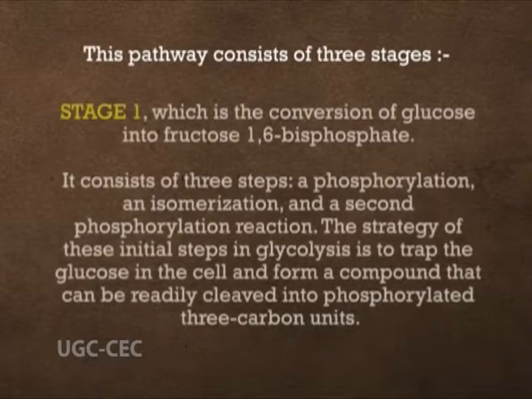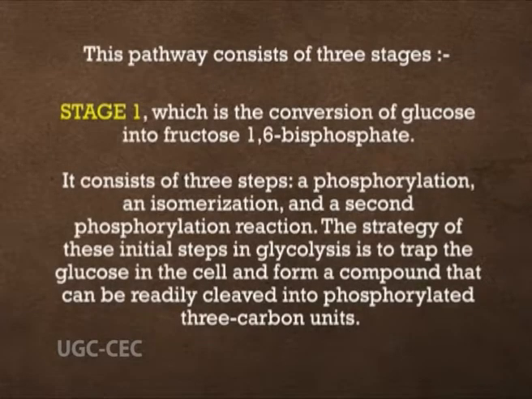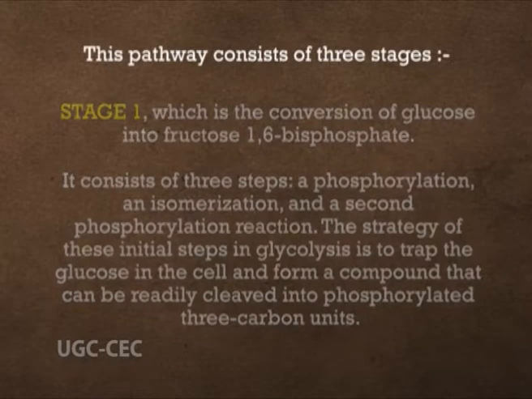Stage 1 is the conversion of glucose into fructose 1,6-bisphosphate. It consists of three steps: a phosphorylation, an isomerization, and a second phosphorylation reaction. The strategy of these initial steps in glycolysis is to trap the glucose in the cell and form a compound that can be readily cleaved into phosphorylated 3-carbon units.